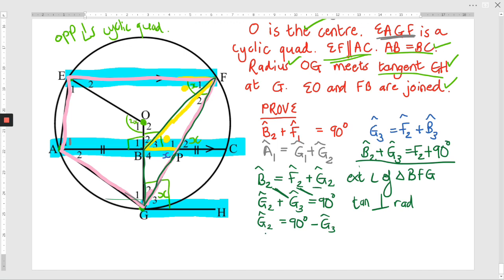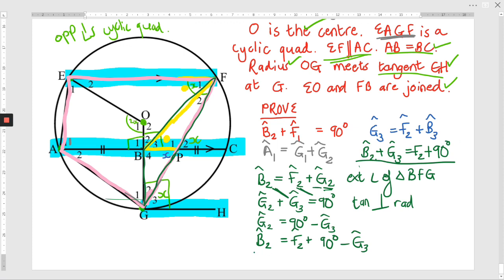So then, replacing now here, that G2 with the 90 minus G3, I can say B2 equals F2 plus G2, and G2 is the 90 minus G3, so that's plus 90 minus G3. You see, I'm putting no reasons down here because I'm just replacing stuff. Sure, that looks a lot like what I'm supposed to get. I'm supposed to get B2 plus G3 equals F2 plus 90.